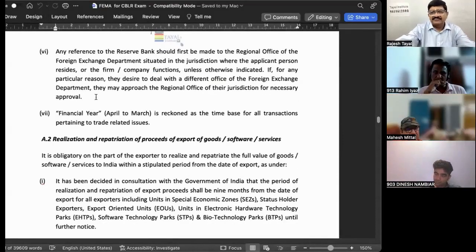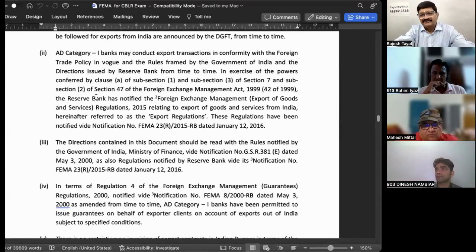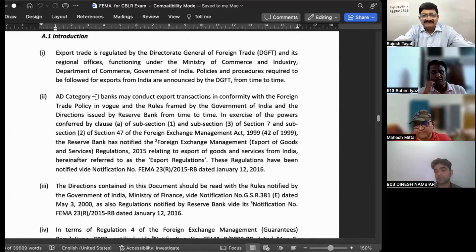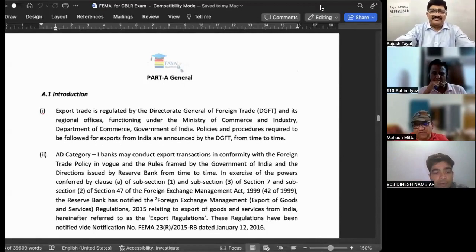Sir, one layman's question. How does RBI come to know that I have exported the goods? If I am exporting, it is a transaction between me, the customs department and the importer abroad. So how does RBI come into the picture?